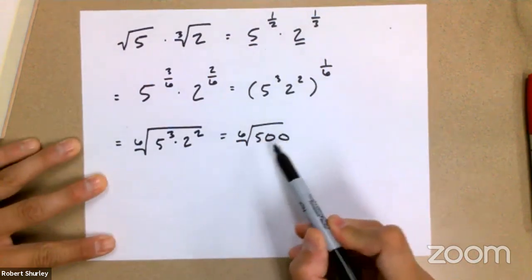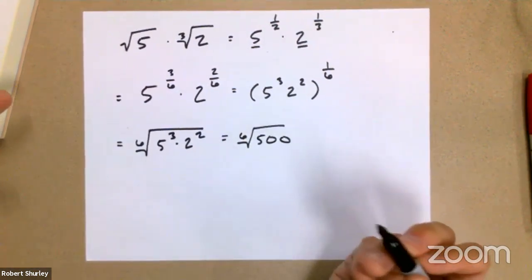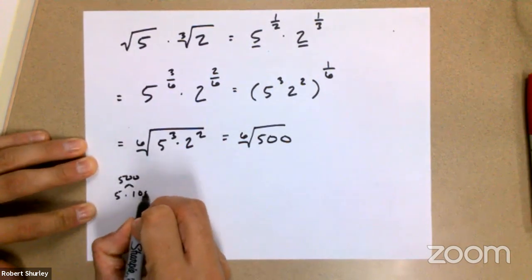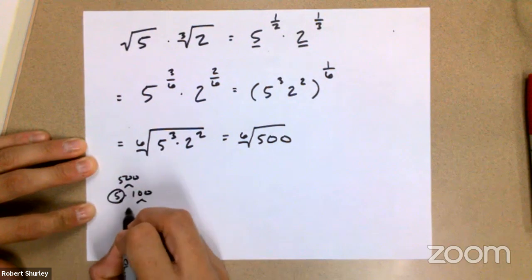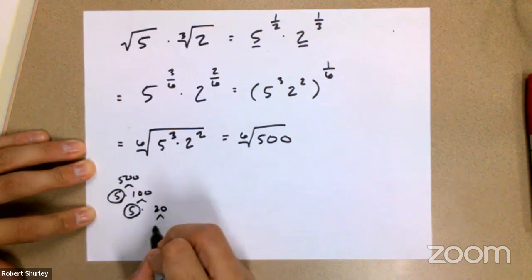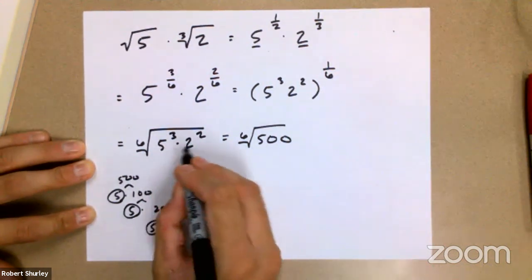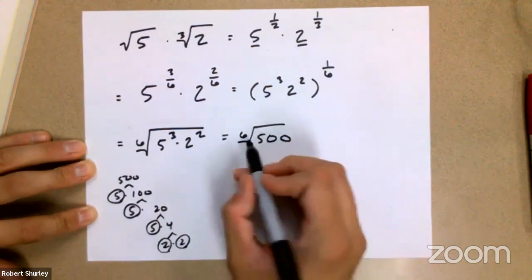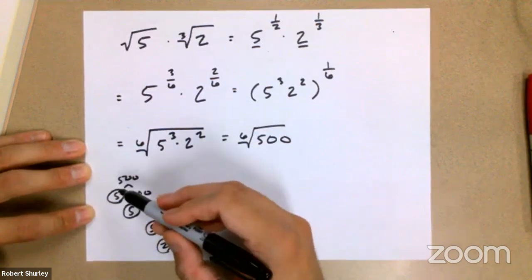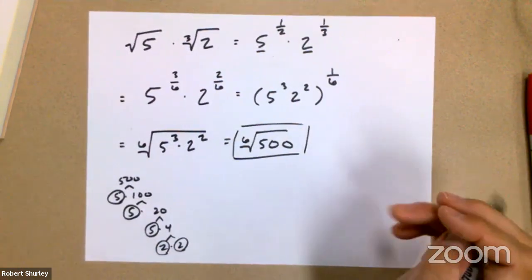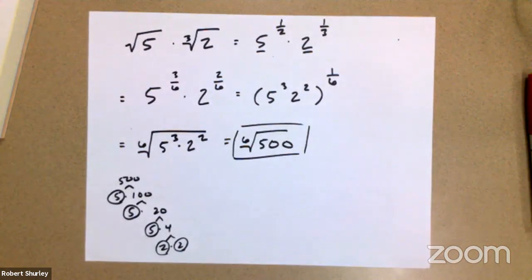Now, I'm also going to see if this 500 simplifies. I need to see if for some reason it has a 6th root hiding in there. This is 5 times 100. It's 5 times 20, right? 20 is 5 times 4, and 4 is 2 times 2. We don't have a 6 of a kind at all. 3 5s, 2 2s. So this would stay as the 6th root of 500. Okay?